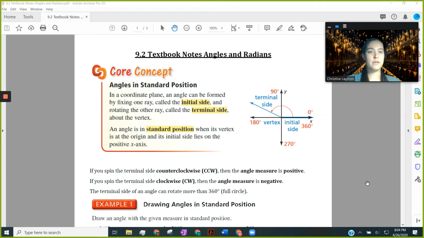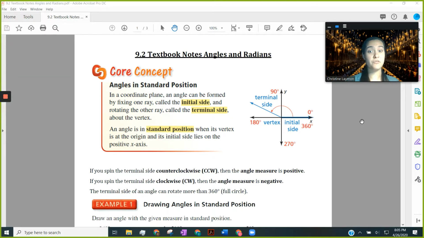So we're going to go ahead and talk about angles and radians. Angles can be said to be in standard position when the vertex is at the origin, (0, 0), right at this point here, and when the initial side is in the positive portion of the x-axis, so that's all along here. Wherever it ends is called the terminal side. As long as that initial side is along the positive x-axis and the vertex is at the origin, then that angle is said to be in standard position.